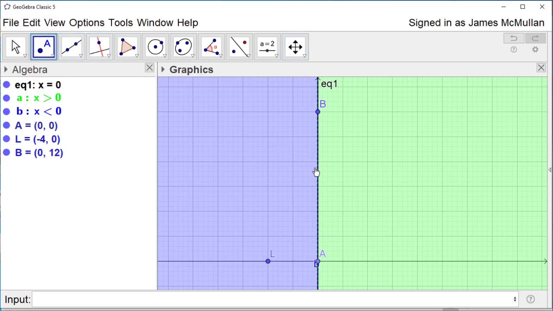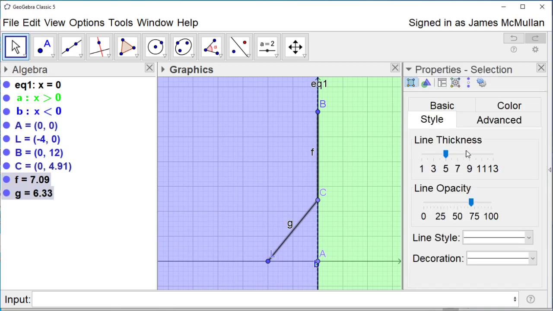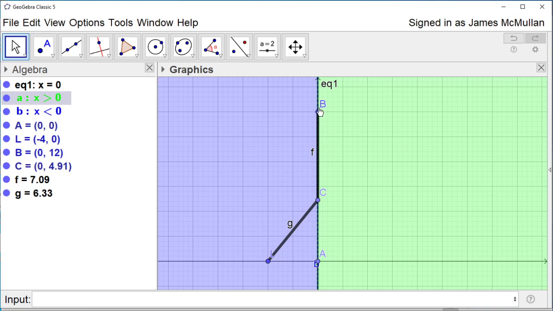Obviously, so let's make a new point C. Point C will be where we put the power line on the land. So let's draw a segment from B to C, and then a segment from C to L. Let's change the color of this to make it a little easier. We'll make it very thick. And there's our power line. It runs along the coastline until it gets to C, and then across the water to get to L.